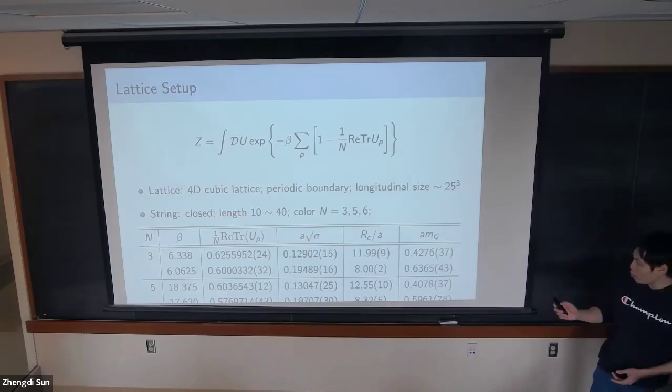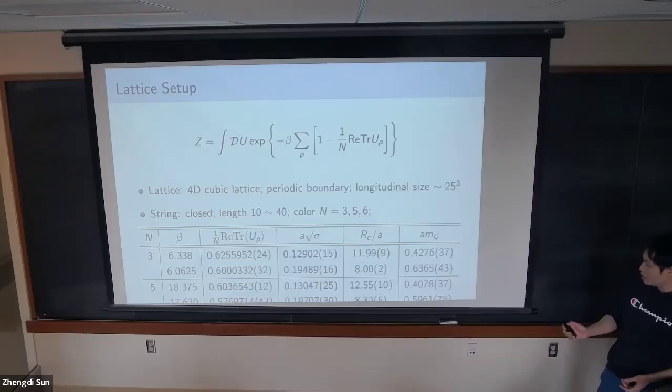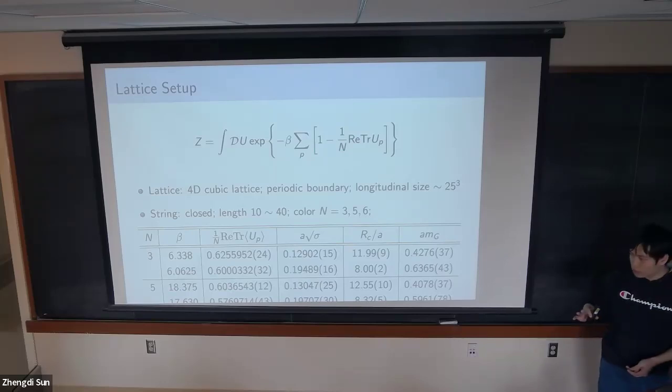In the table below, we show some lattice parameters in these simulations. Specifically, I want to emphasize that for N equals 3 and 5, we use 2 different betas, which means that we have 2 different sets of data at different lattice spacings. In this way, we can see how sensitive the spectrum is to the lattice spacing, and how close we are to the continuum limit.